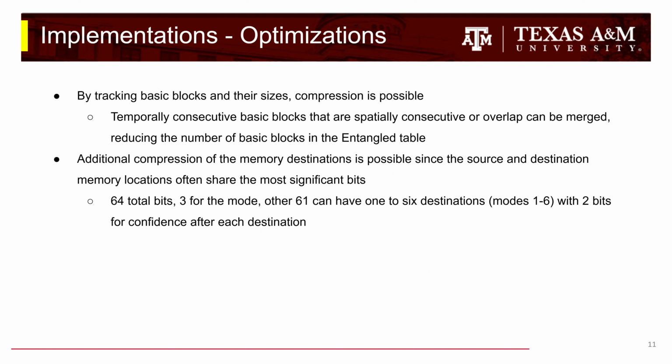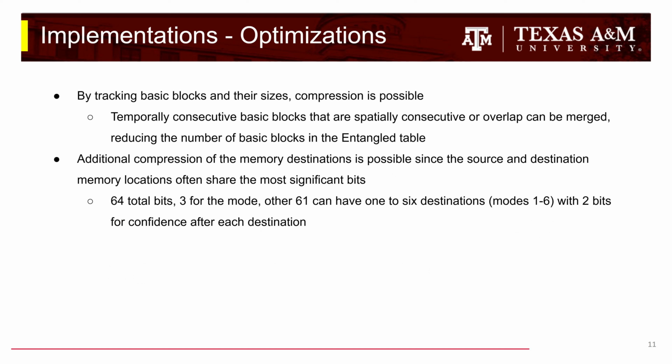The second compression strategy leverages the commonality in memory address bits. Since source and destination memory addresses frequently share the most significant bits, we can compress the representation of these addresses. Our structure uses 64 bits for each entry, with 3 bits dedicated to the mode of compression, indicating the number of destinations, which can range from 1 through 6 based on the mode number 1 through 6.